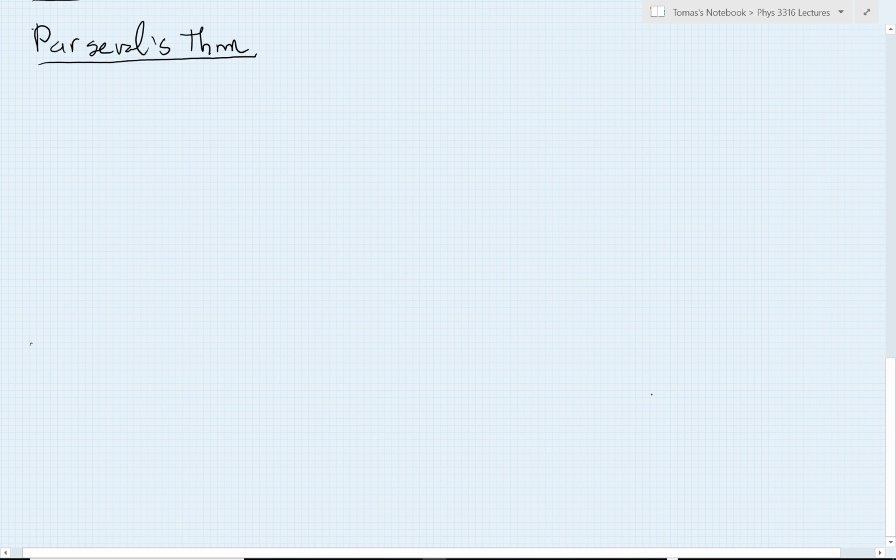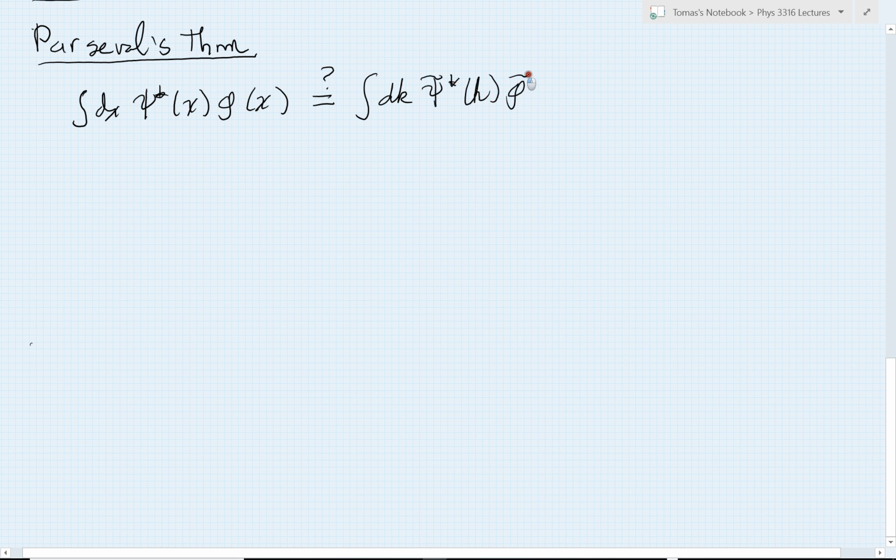So to prove Parseval's theorem, we are going to start out with the left-hand side of the theorem, right? Integrating psi star of x times some general phi of x. And we're going to work on massaging this particular expression and seeing whether or not we can get it to come into this form where it becomes the integral over k of the corresponding Fourier transforms. So that's the question we're asking. We don't know if that's going to be true yet or not.